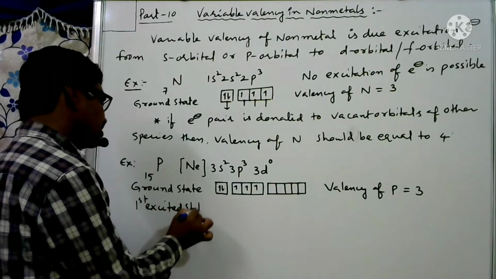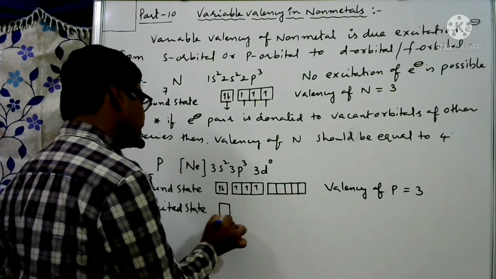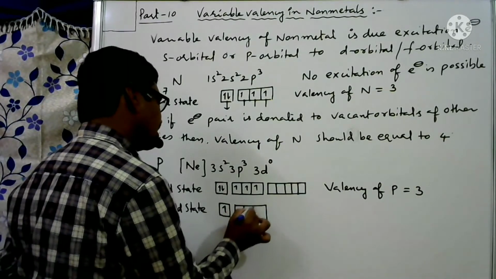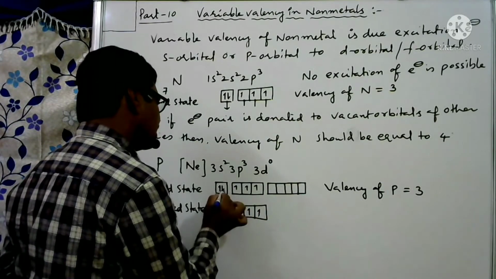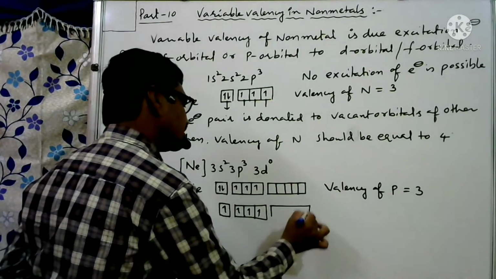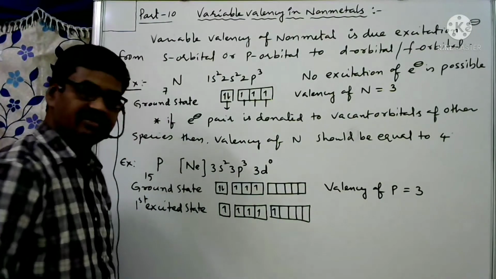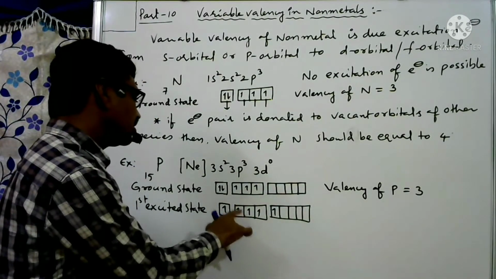In first excited state, see here I am writing one electron. Here as it is, 3 electrons are present. This electron now jumps from s orbital to d orbital. See now, how many unpaired electrons are present? 1, 2, 3, 4, 5.